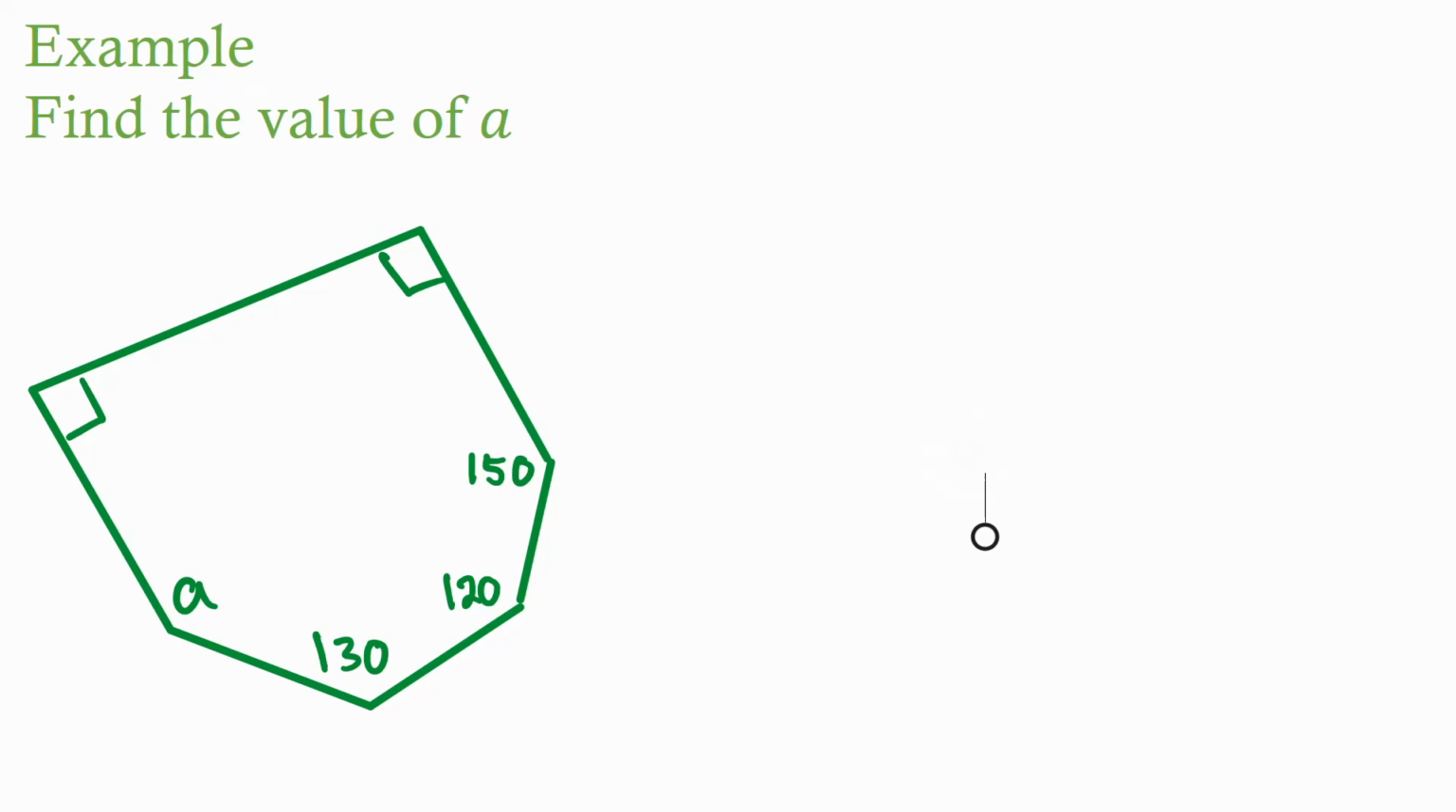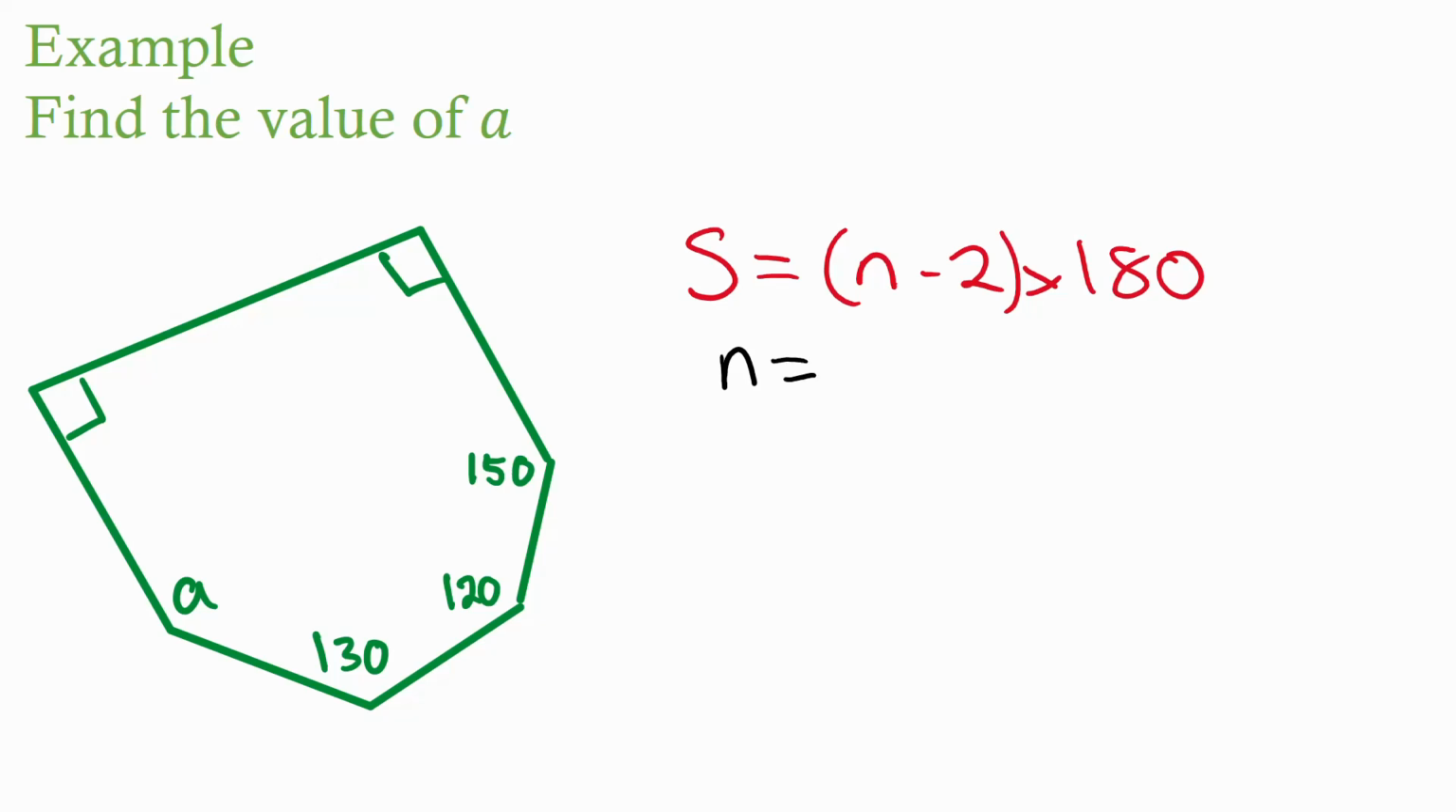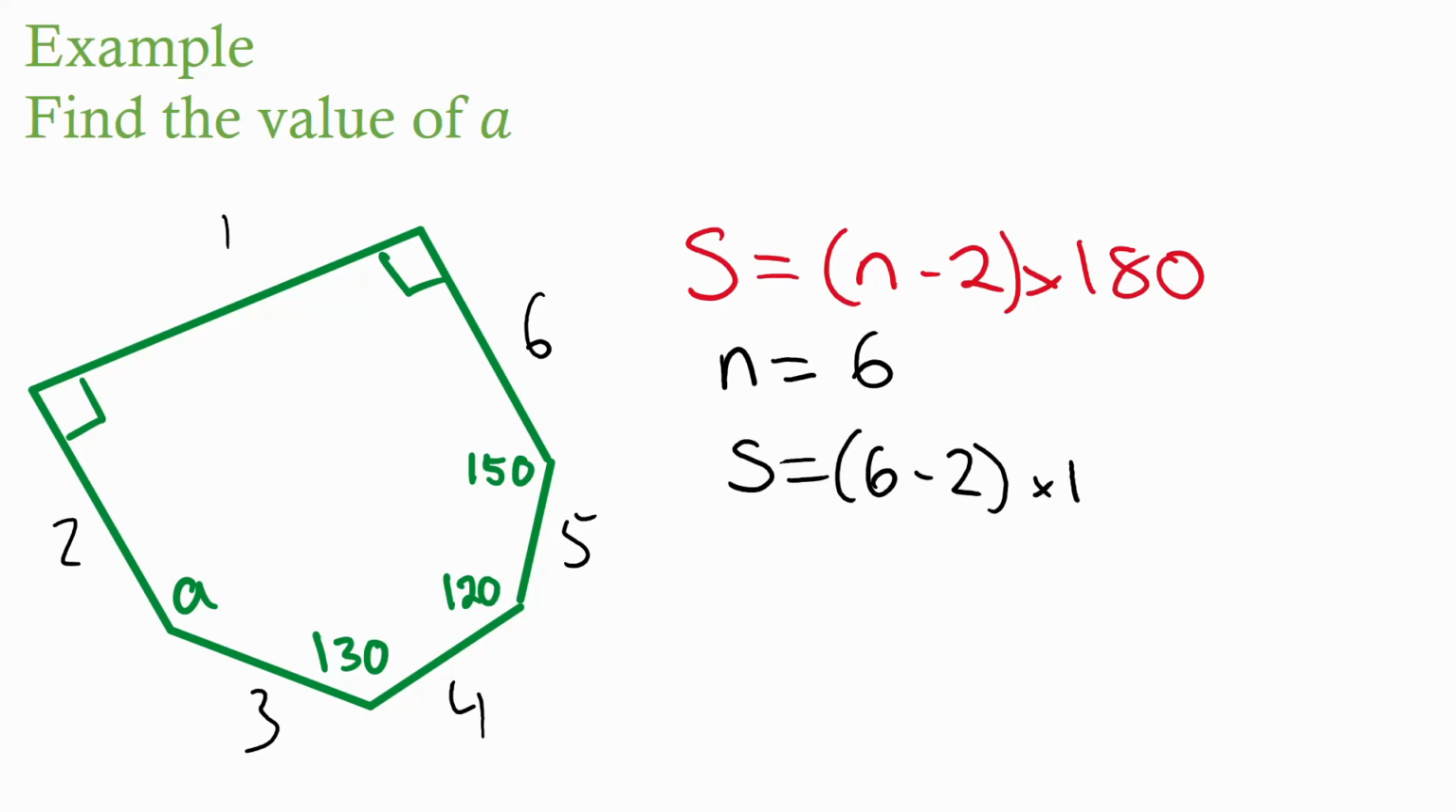So here's our example, and we need to find the value of a. So the first thing I always think we should do is write down the formula. So s equals (n − 2) times 180. The next thing you should do is identify how many sides your polygon has. Alright, so we have 1, 2, 3, 4, 5, 6. So n equals 6. We now can substitute this into the original. So s equals 6 take away 2 times 180, and that gives us an answer of 720.